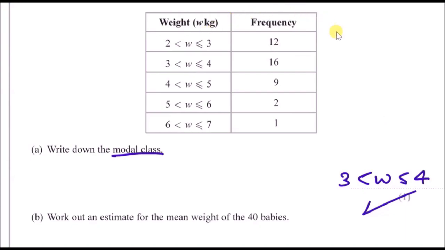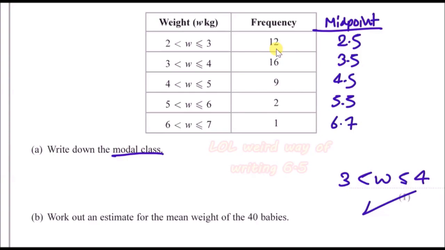Okay, so let's write here. So first things first, we need a midpoint column, and we need to just find the midpoint of all the weight values. Well, the best way to find the midpoint is just simply add them up and divide them by 2. Or actually, this is quite straightforward. Between 2 and 3 is just 2.5. And the next one should be 3.5, 4.5, 5.5, and 6.5. And then we just multiply these numbers across.